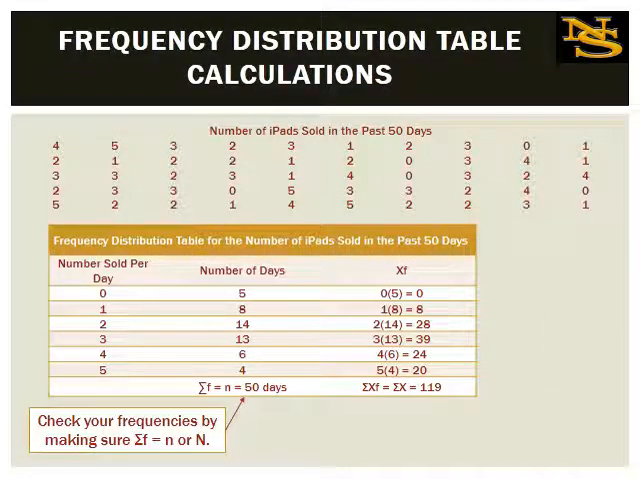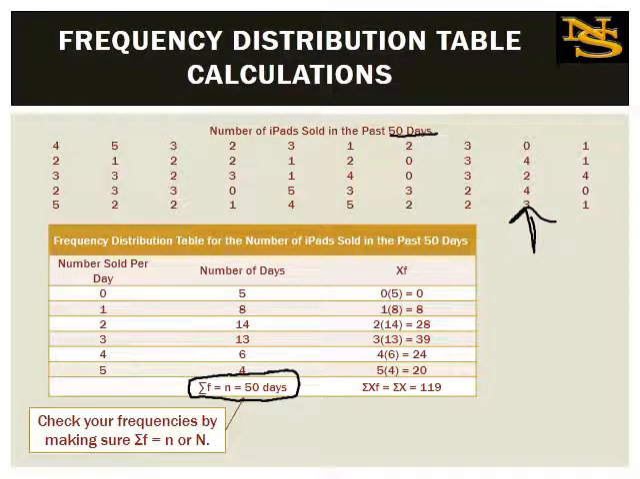So now that I've showed you how raw data can become a frequency distribution table, I want to show you how you can use a frequency distribution table to make some math a little bit easier. So if we look at this, again, I already showed you that you could add up the total frequencies to get your sample size, which in this case is 50 days. There's 50 numbers up here.